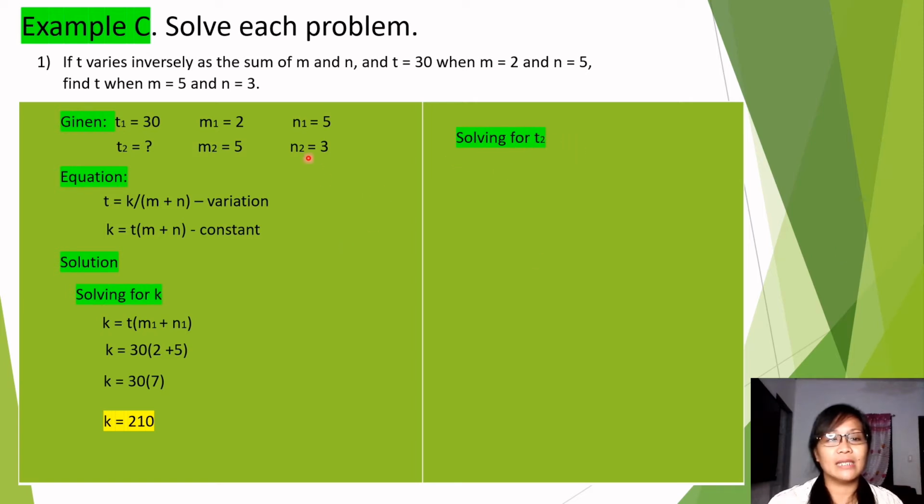Solving for T sub 2. So we're going to use the equation. T sub 2 is equal to K all over M sub 2 plus N sub 2. Then substitute the given. T2 is equal to, our K is 210, all over M sub 2 is 5 plus N sub 2 is 3. So we're going to perform first the operation inside the parentheses. So we have T sub 2 is equal to 210 all over 5 plus 3, which is 8. Then 210 divided by 8 is equal to our T sub 2. Therefore, our final answer is 26.25.